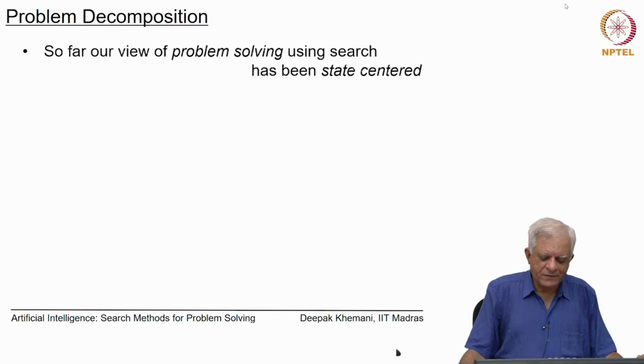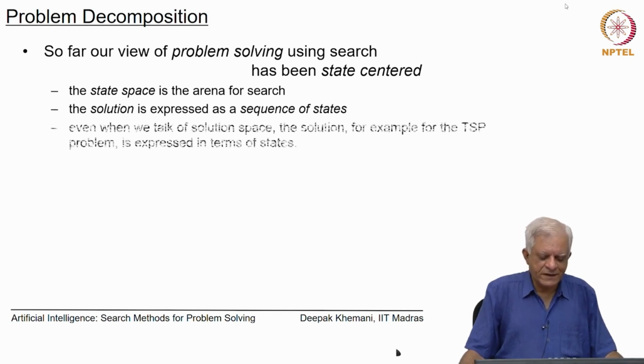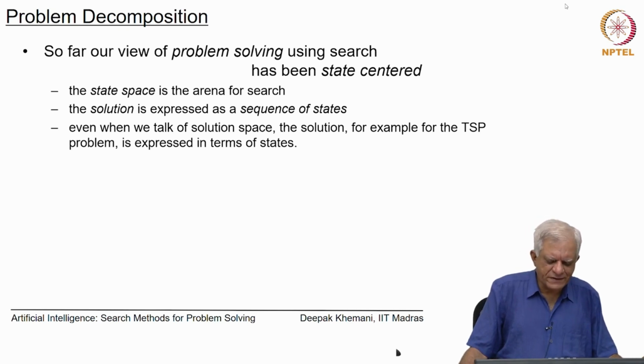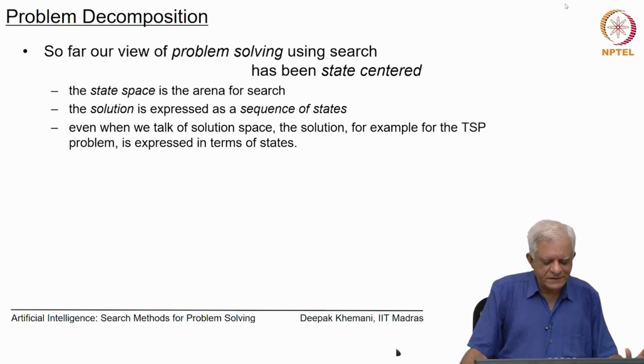So, a quick recap of what we did so far. Our view of problem solving was based on state space search. It was centered around the state. The state space was the arena over which we searched, and the solution is expressed as a sequence of states. And we had seen this, that even when we move to solution space, the solution was still expressed in terms of states.